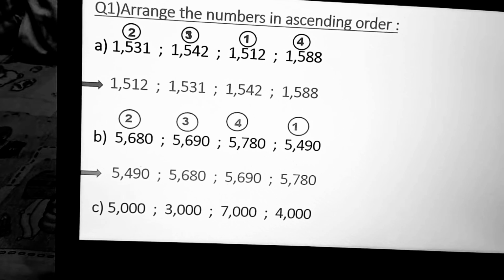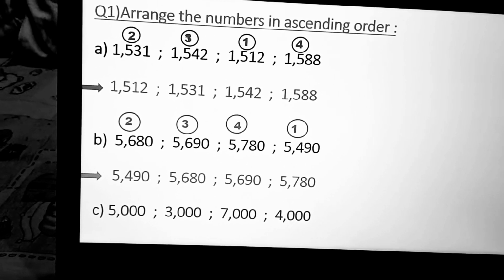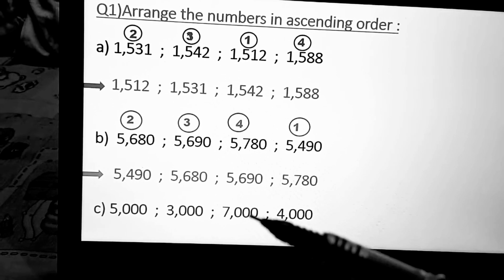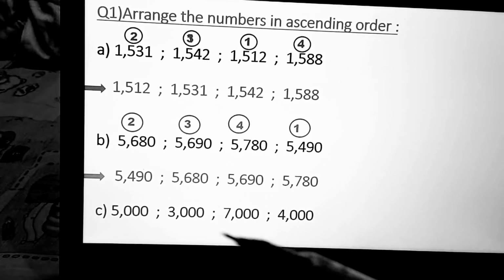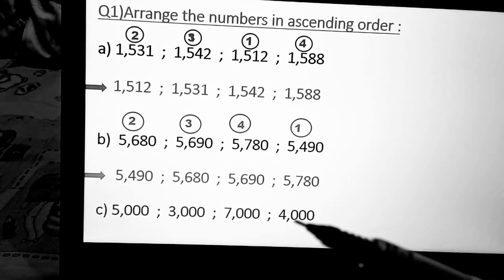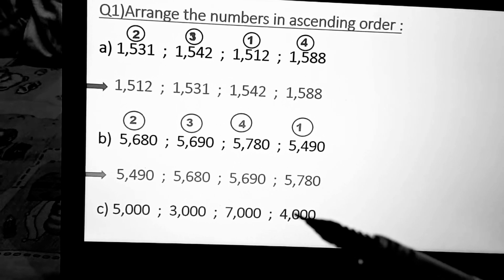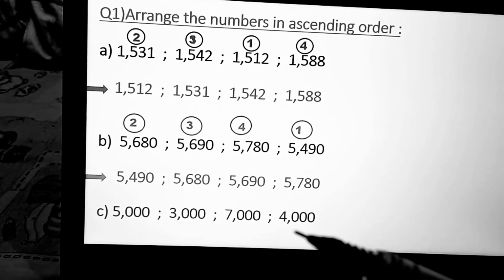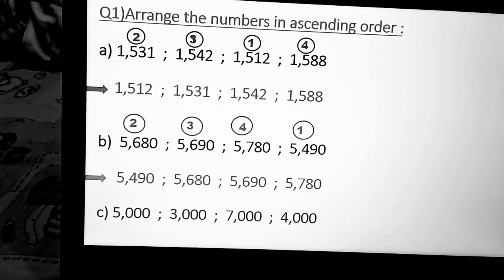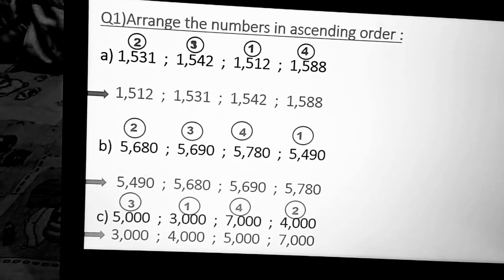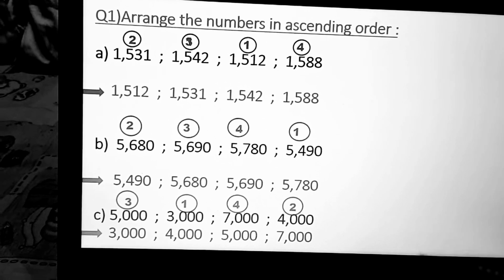Now question number C. Our numbers are 5000, 3000, 7000, 4000. It's very simple. You can do it orally, children. So among these numbers, which is the smallest one? 5000, 3000, 7000 or 4000? Yes, 3000. So we write the 3000 at first, then 4000, then 5000 and then 7000.